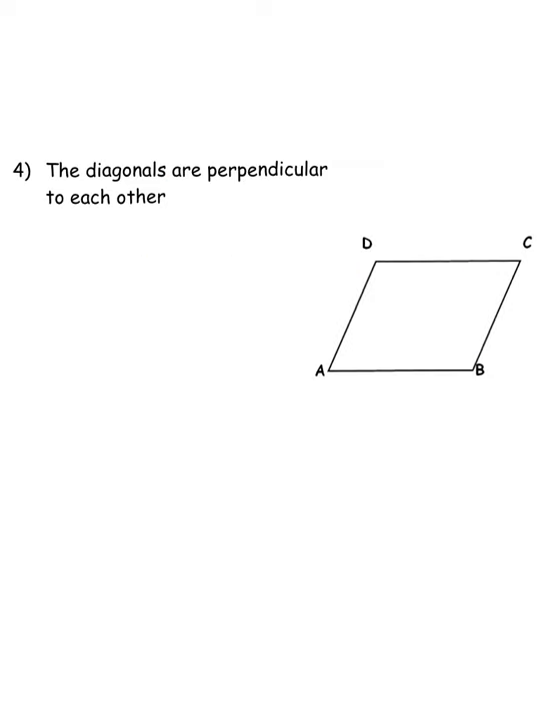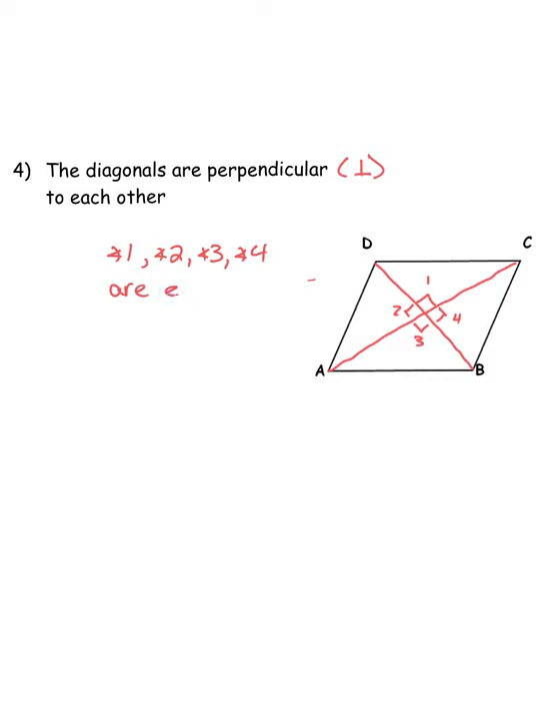And the last property is that the diagonals are perpendicular to each other. The symbol, once again, for perpendicular is that, which means if I draw this diagonal and I draw this diagonal, I have a right angle here, I have a right angle here, I have a right angle here, and I have a right angle there. So once again, I'm going to number them 1, 2, 3, and 4, and I'm going to say angle 1, angle 2, angle 3, angle 4 are each 90 degrees.